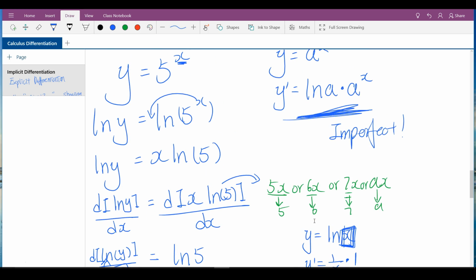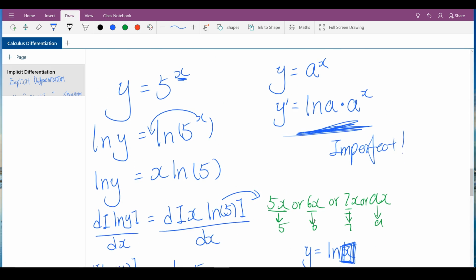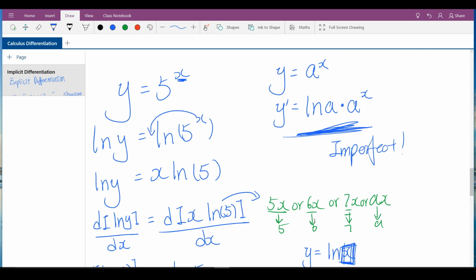Okay, before I lose myself there, so that's it. This video is just to show you how to differentiate y equals 5 to the power of x with implicit differentiation, and it works. So hopefully you find this useful, and we will do a tricky question, which is the modeling one, shortly, in the upcoming videos, which will require you to understand implicit differentiation.